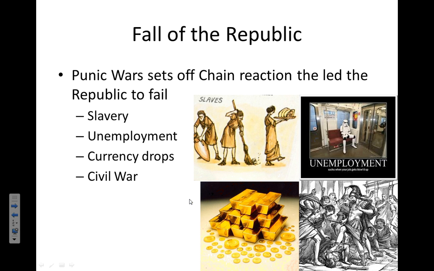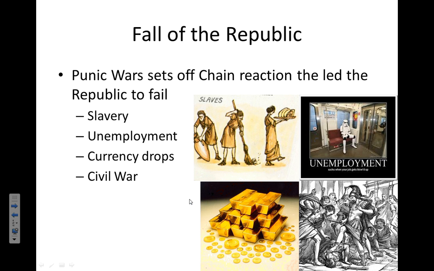Okay, so then Rome's republic begins to fall shortly after victories in the Punic Wars. The Punic Wars actually set off a chain reaction that led to the fall of the republic. So as I've mentioned, Romans sold all of the remaining people from Carthage into slavery. This brings a huge number of people into Rome that are working for free.